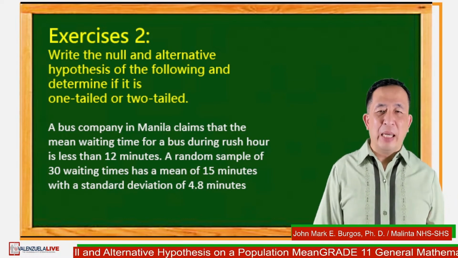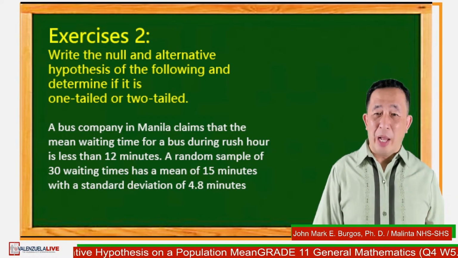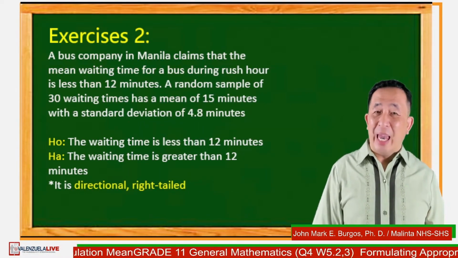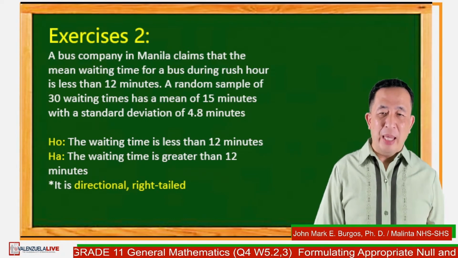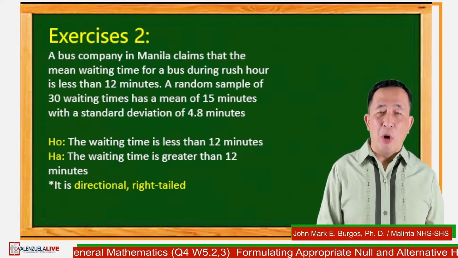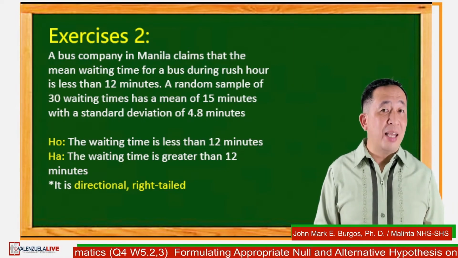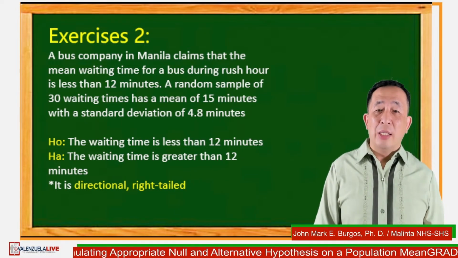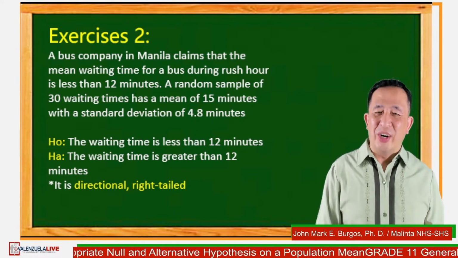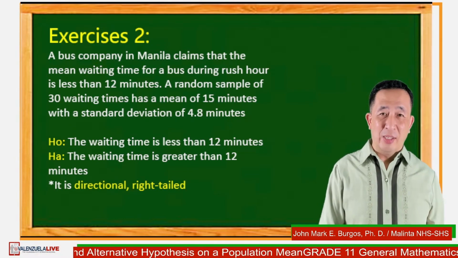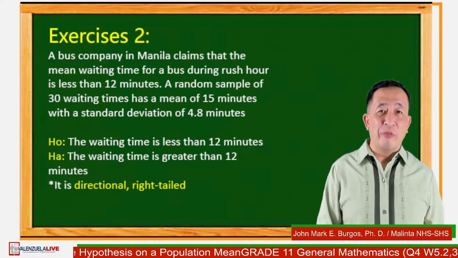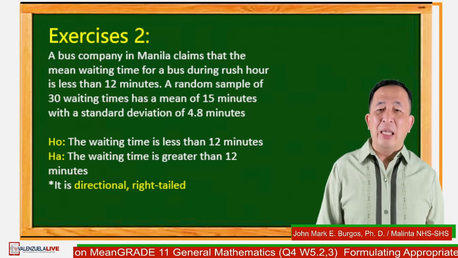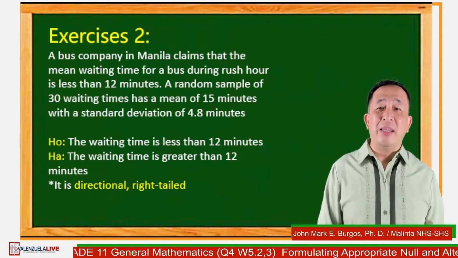Since the bus company claims that it is less than 12 minutes, the null hypothesis will be the waiting time is less than 12 minutes. And since the alternative hypothesis always contradicts the null hypothesis, the alternative hypothesis will be the waiting time is greater than 12 minutes. And since the alternative hypothesis claims that it is greater than 12 minutes, it is directional and in the right tail.